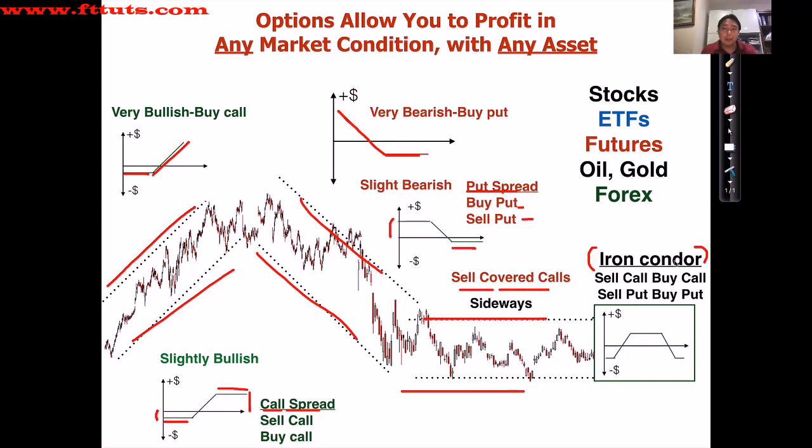So what you do is, the market goes sideways. You sell a call, all right, above the market price where you collect premium. When you sell a call, you're getting premium. And then you buy another call to reinsure your first call. Because remember, when you sell an option, it's unlimited risk. So by buying another call, it limits your risk. It's kind of like selling insurance and buying reinsurance.